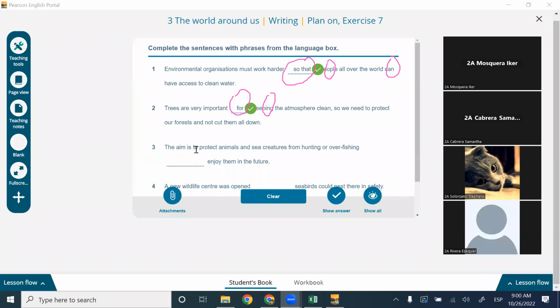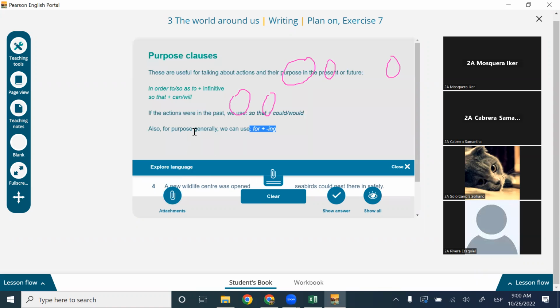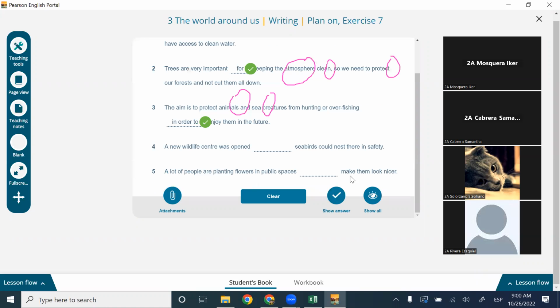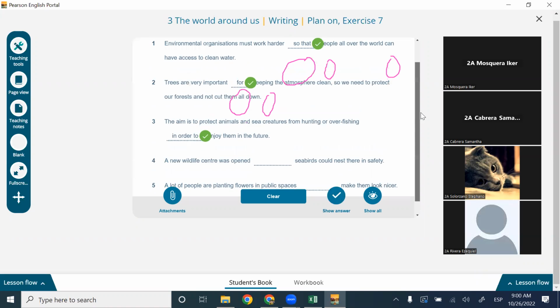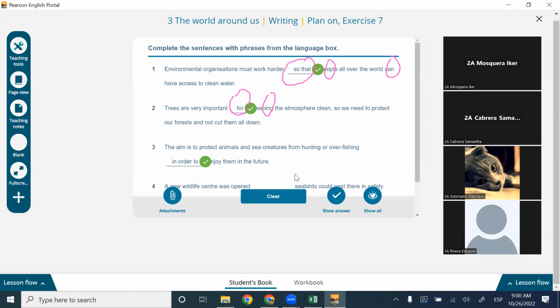The aim is to protect animals and sea creatures from hunting or overfishing, in order to enjoy them in the future. Okay, that's really good. Continue. Next one.